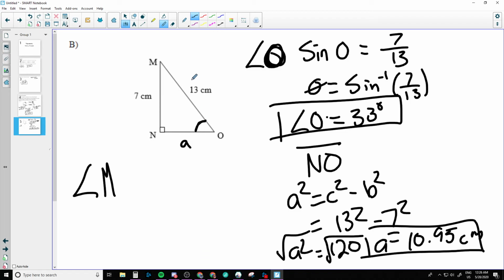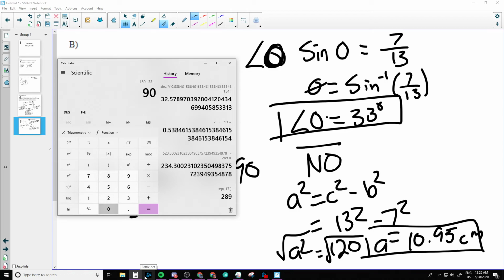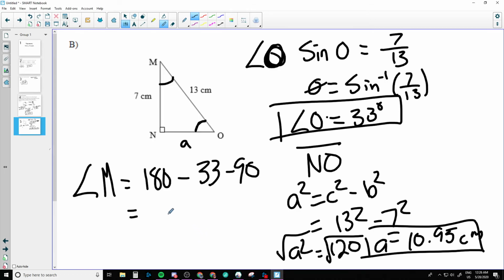Okay, last bit for us to solve here is angle M. It's our last angle, which means we can do 180 minus 33 minus 90. And that tells us that this angle is 57 degrees.